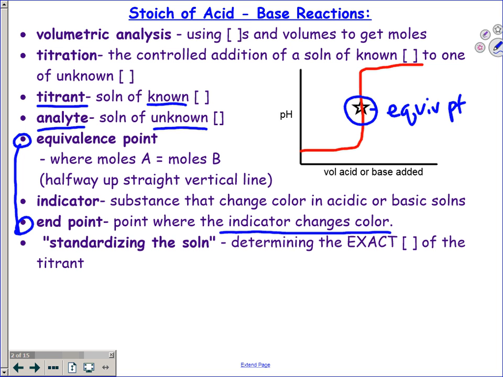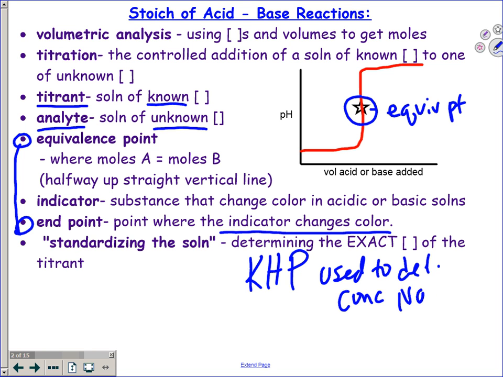And then the terminology standardizing a solution just means for us to take a solution and titrate it to the point where we can find the exact concentration. And a lot of times we do this with a substance called KHP, potassium hydrogen phthalate. That's not phosphorus, it's phthalate. We'll use this because it's slightly acidic, and it's used to determine the concentration of, let's say, sodium hydroxide, which is a lot of the time the base that we'll use in titration. Okay, can I move on from terminology?